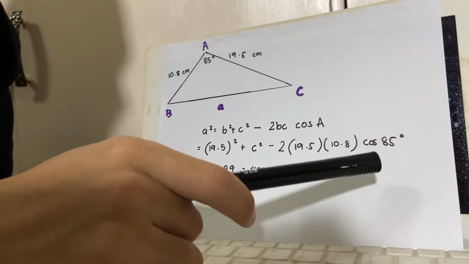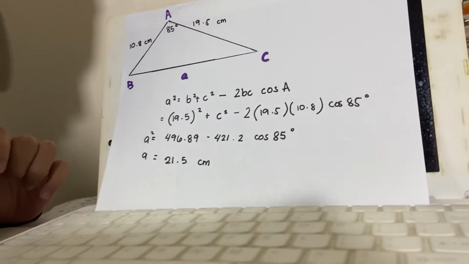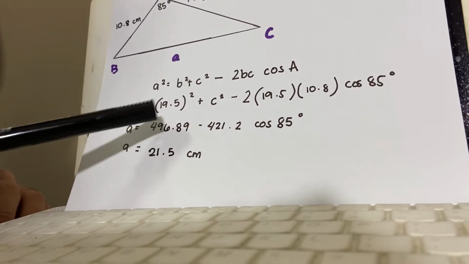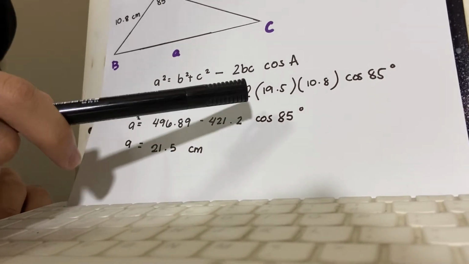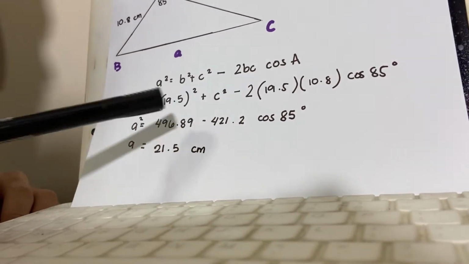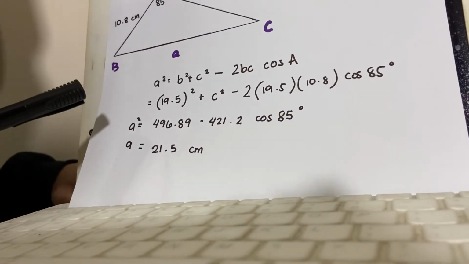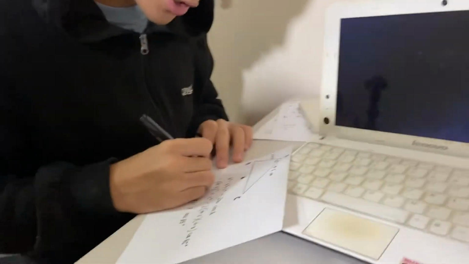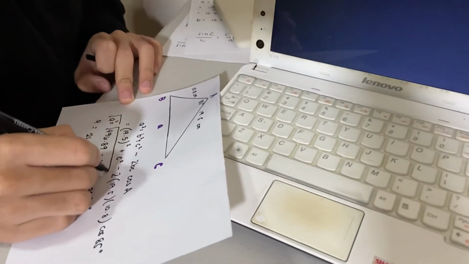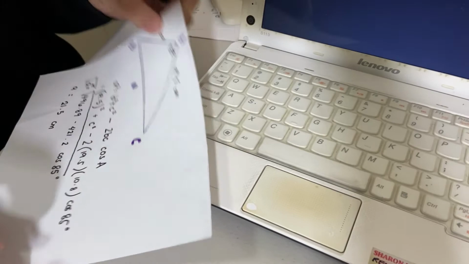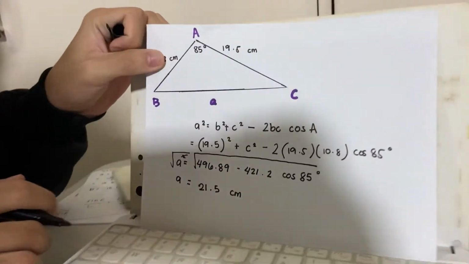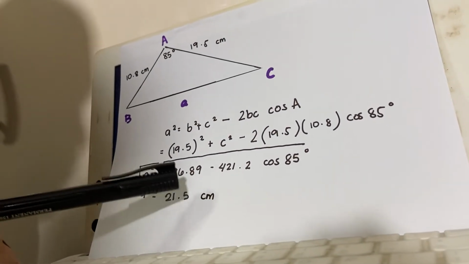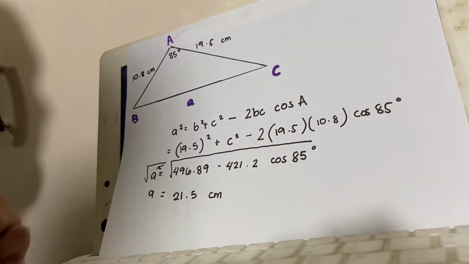Once you've done all that, it should be A squared equals 496.89 minus 421.2 times the cosine of 85. We're looking for A. We still have A squared. It's easy to solve this. We should just take the square root of everything. So you get that 2 out, and it should just be A. And once you're done computing this, the answer should be 21.5 centimeters. And that is the measure of side A.